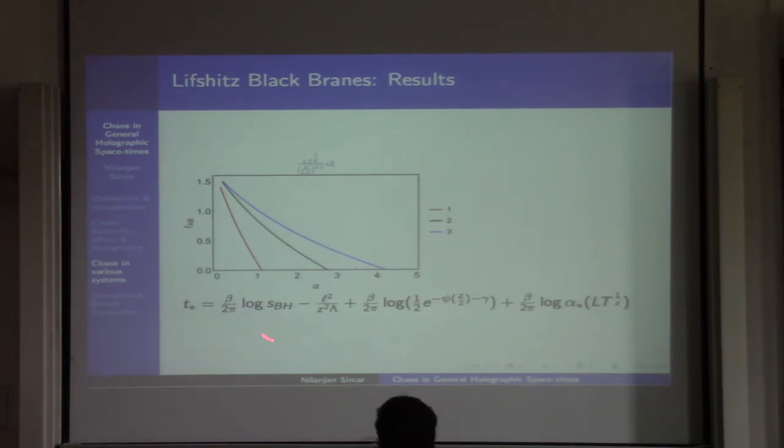So as I told you, there is this large N result, and there are some order 1 corrections which you can calculate, but these are not very important.